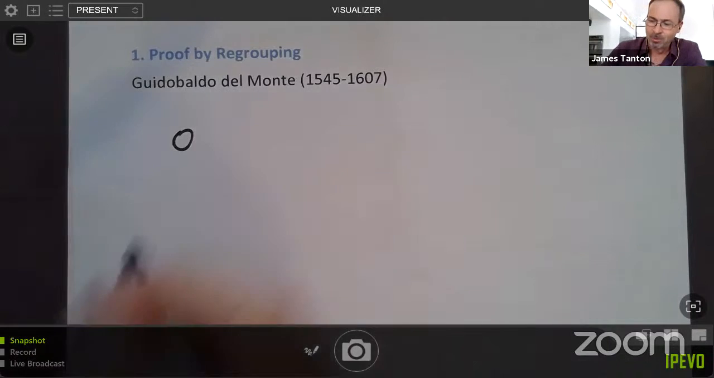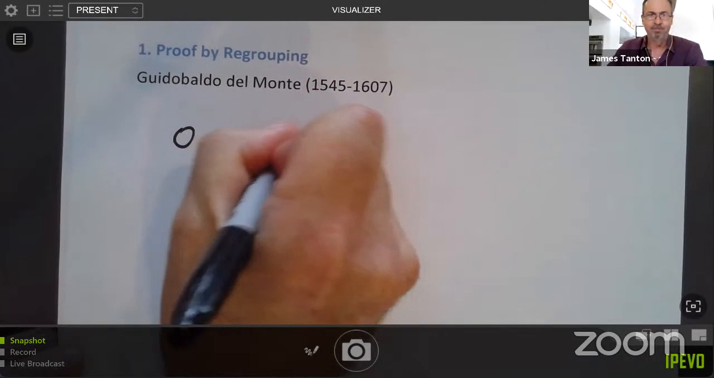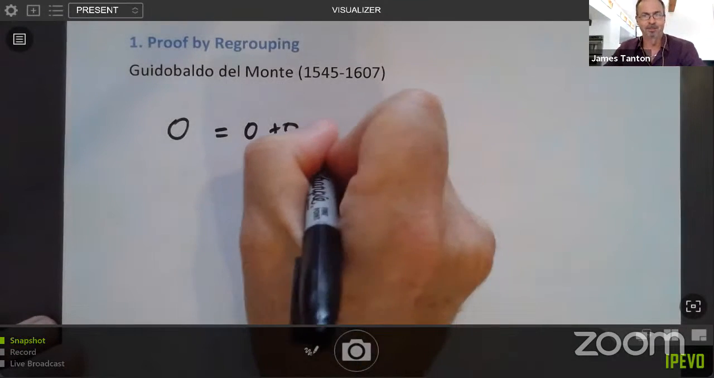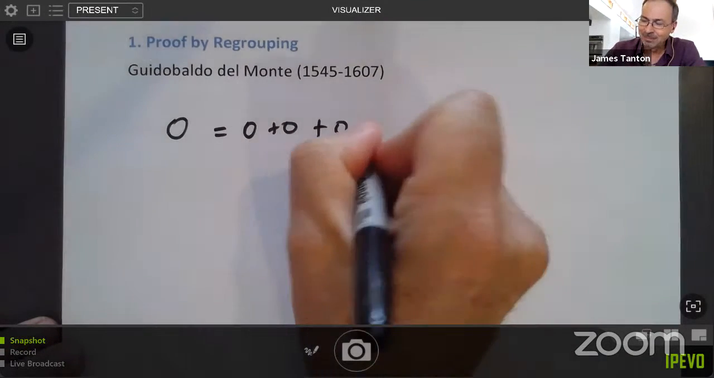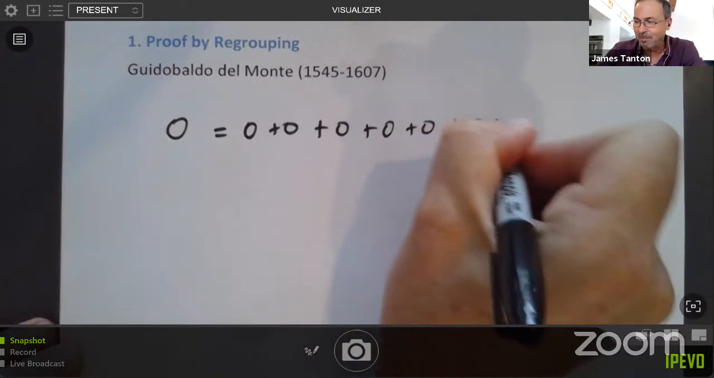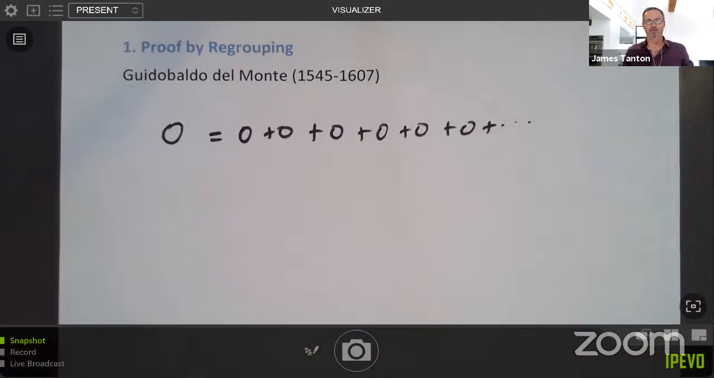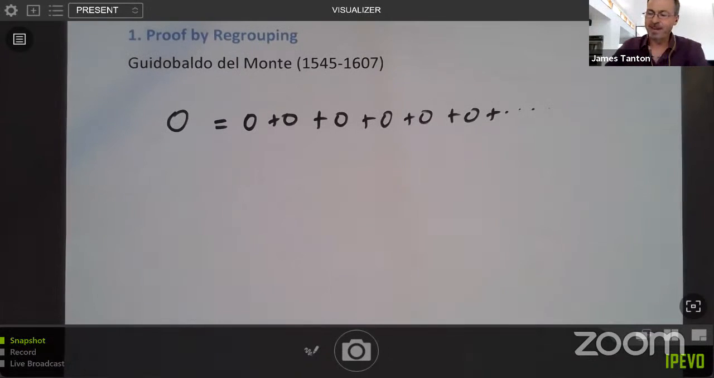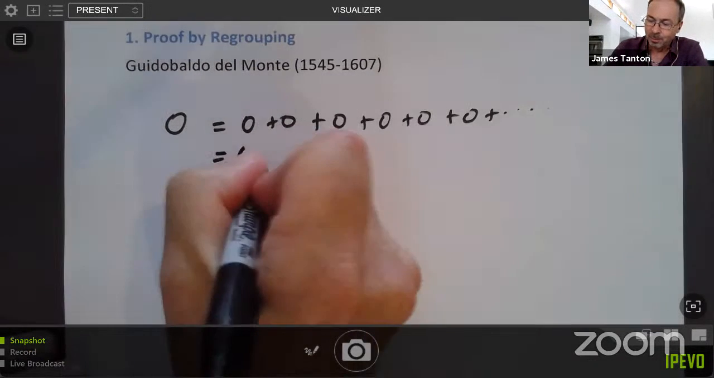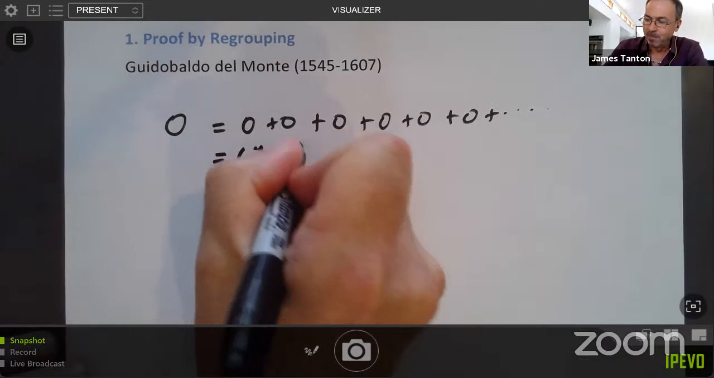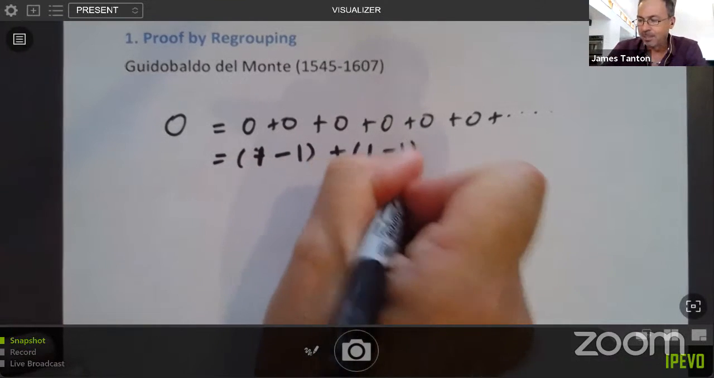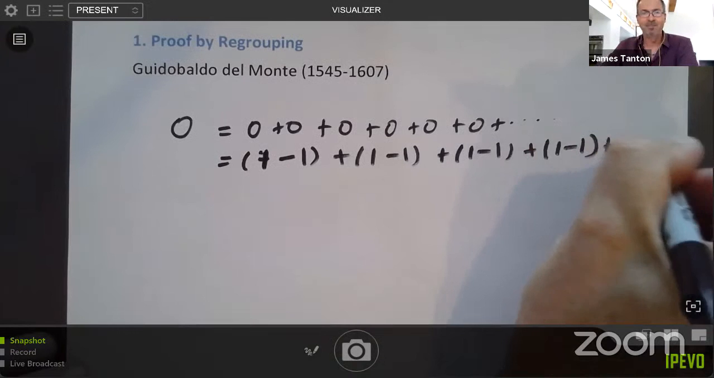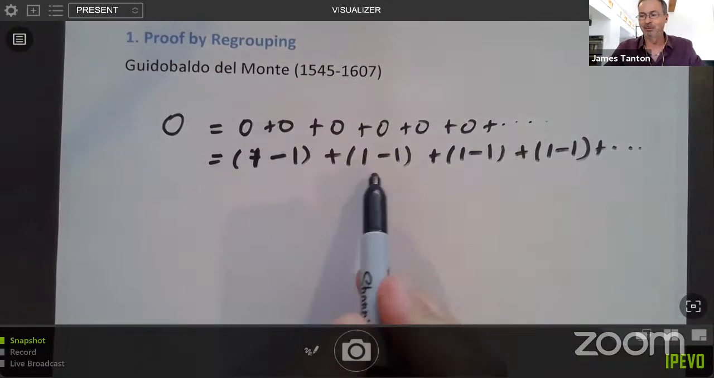Well, 0 equals 0 plus 0. Okay, that's fine. This also equals 0 plus 0 plus 0. In fact, you can add as many zeros as you like. It will still be 0. Just keep going, keep adding zeros. It'll still be 0. And then he said to himself, well, okay, what if I write 0 in a funny way, like 1 take away 1, plus 1 take away 1, plus 1 take away 1, plus 1 take away 1, and just did that. And that's still just 0 plus 0 plus 0 plus 0.